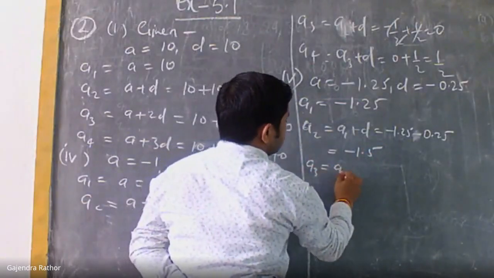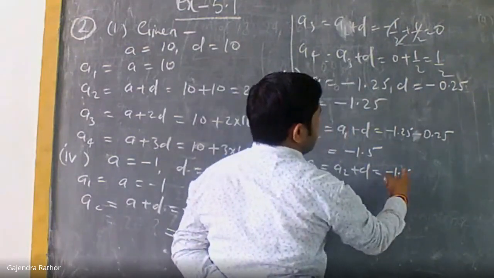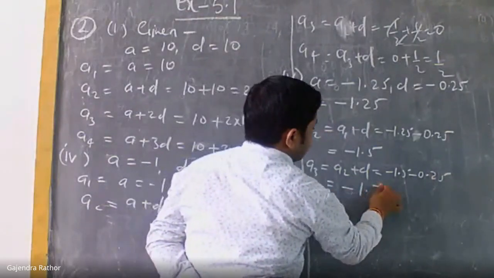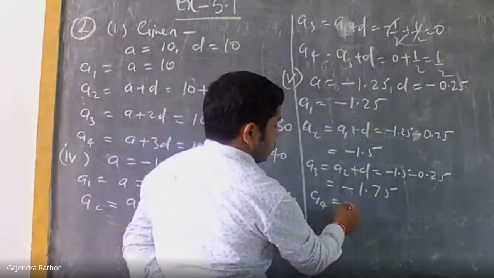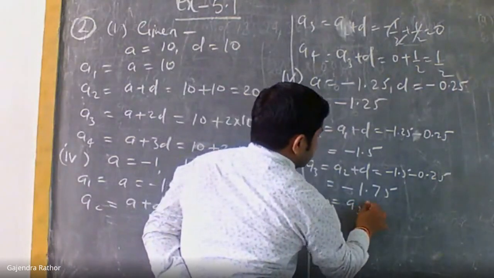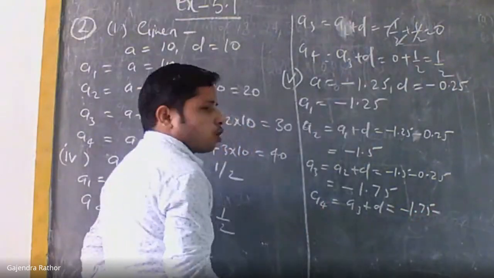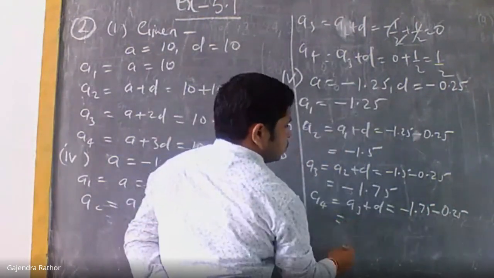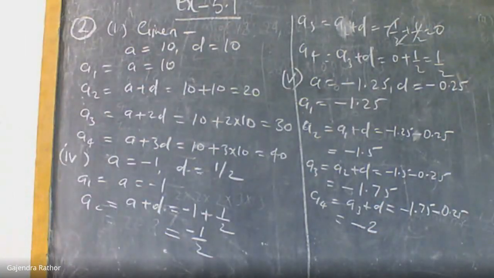Again, A3 is equal to A2 plus D. What is A2? Minus 1.5, and D is minus 0.25. So A3 will be minus 1.75. Again, A4 is equal to A3 plus D. What is A3? Minus 1.75 minus, what is the common difference? 0.25. The answer is minus 2. So this one is completed.